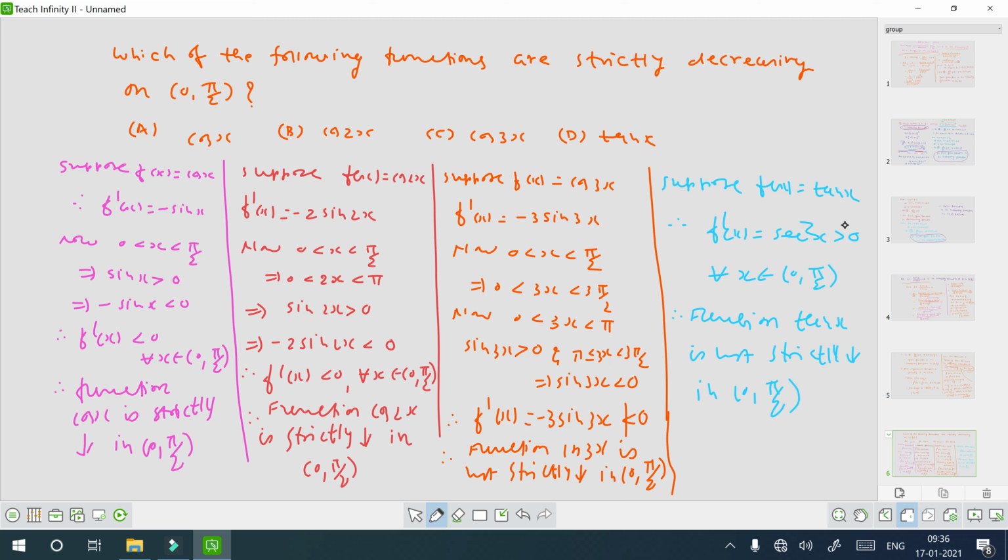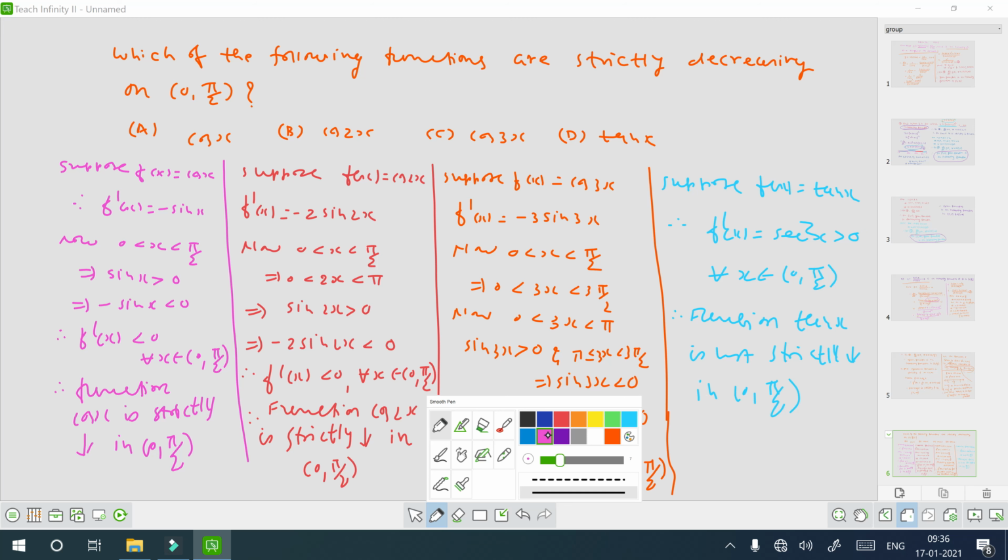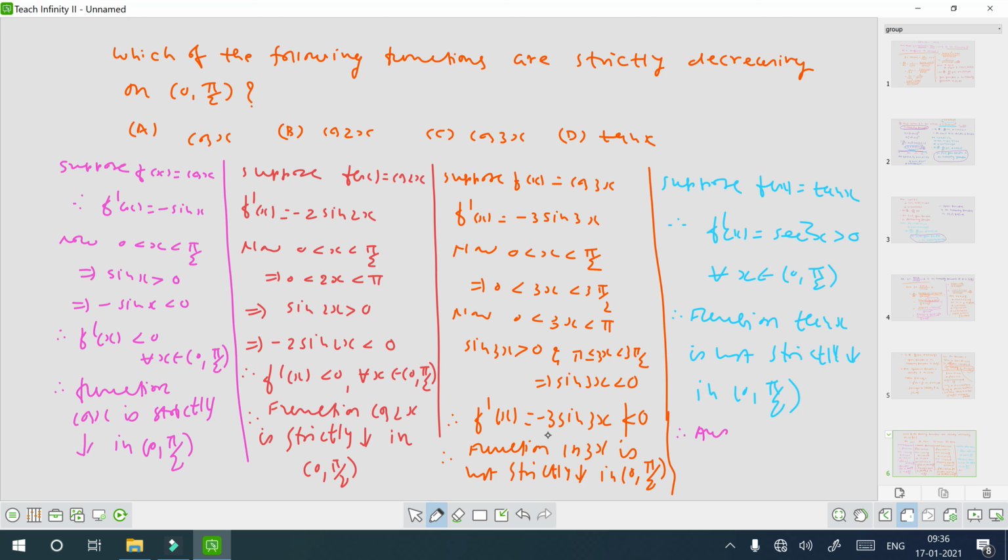Therefore, what is the answer? And therefore, the answer is A and B. So this as well as this. These two functions are decreasing, strictly decreasing. Clear? Yes.